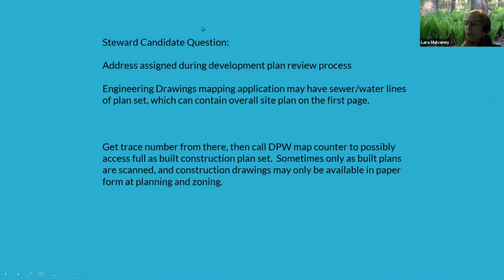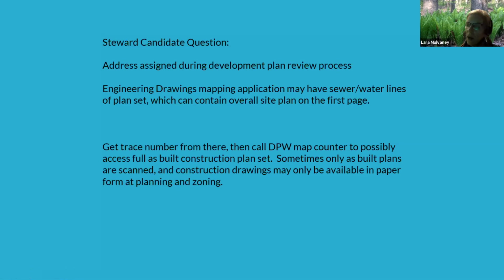Okay, there was another question about addresses being assigned. I just wanted to let everybody know that the address points are assigned during the development process, and the data that's in the mapping application might be a couple of months behind. So if you're looking for an address, you might be able to get one by calling planning and zoning.